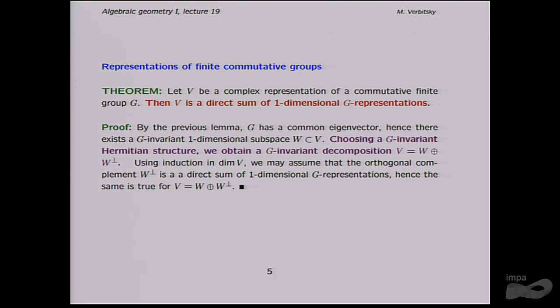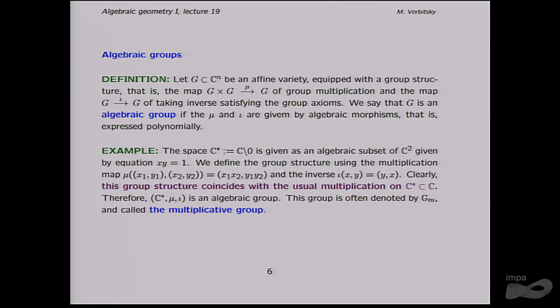C star doesn't have this property, but we should still say something about its representations. What I will ask is that the representation be algebraic, which is very natural because we work in algebraic geometry. So let's define an algebraic group. We don't want to work with C star as an abstract group. It's a very bad abstract group. But as an algebraic group, it's a very good group with very nice representations.